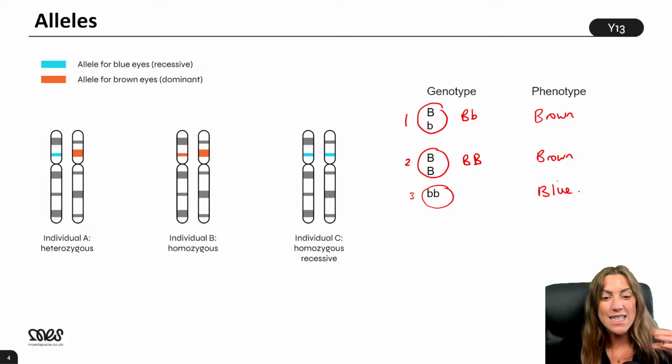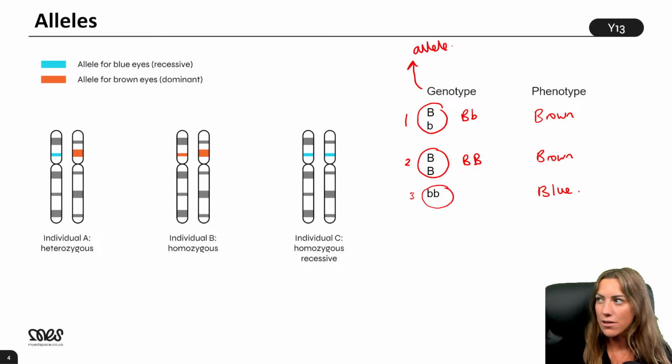Okay, so the phenotype is always what we actually see. It's the observable trait. Whereas the genotype, as we said before, is the alleles we have for a gene. So this individual here is heterozygous. How would we describe this genotype if they have 2 dominant alleles?